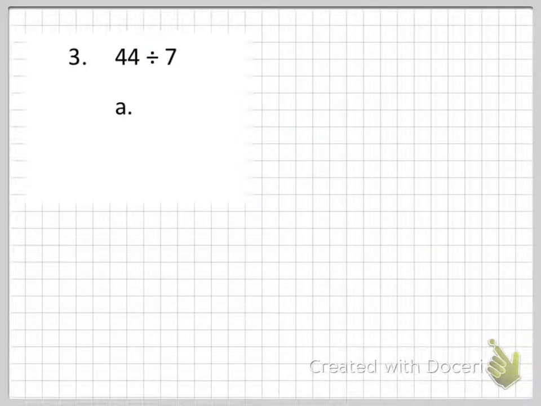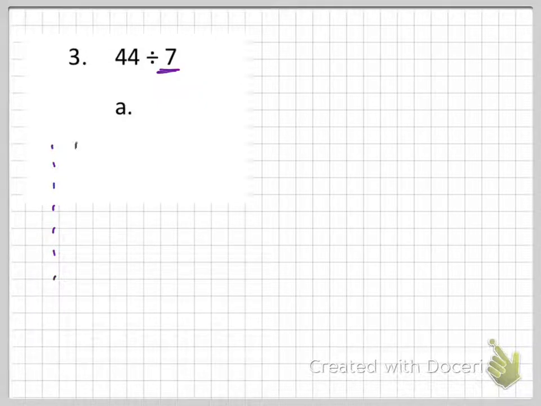Our next one is 44 divided by 7. So since we're dividing by 7, we're going to want to put 7 in each row. So let's go. We've got 1, 2, 3, 4, 5, 6, 7. And we want to count all the way till we get to 44.